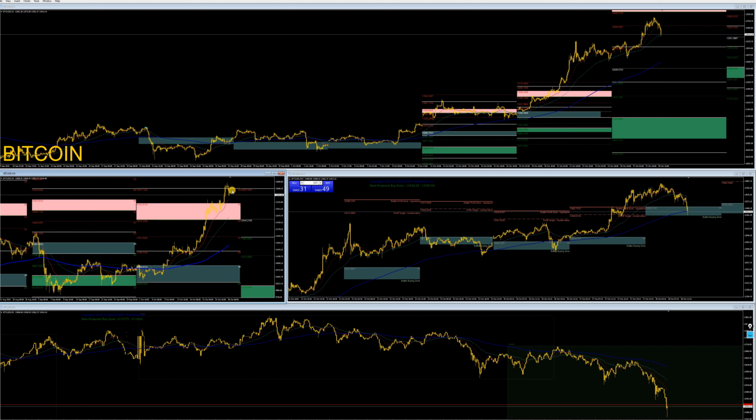So we might actually come up, get a 1, 2, 3. So it might actually do something more like this. Bounce here, come up, and then down. So we'll be watching that.